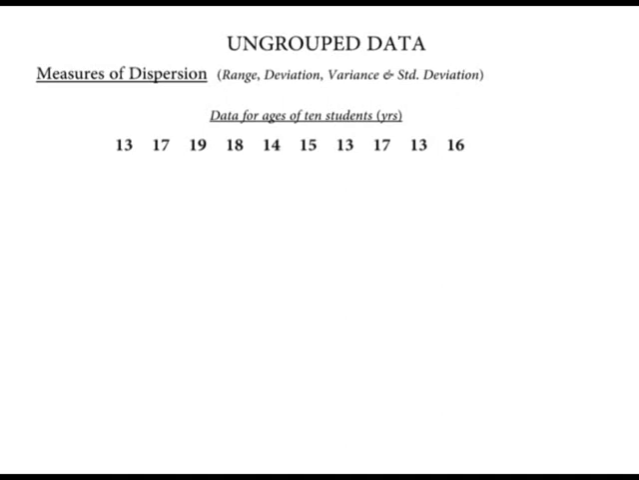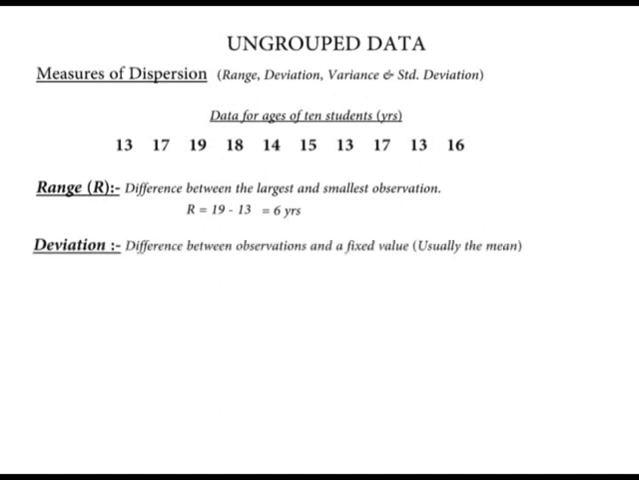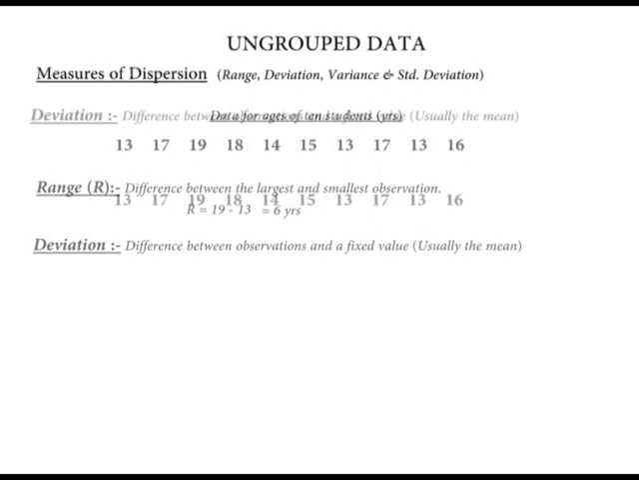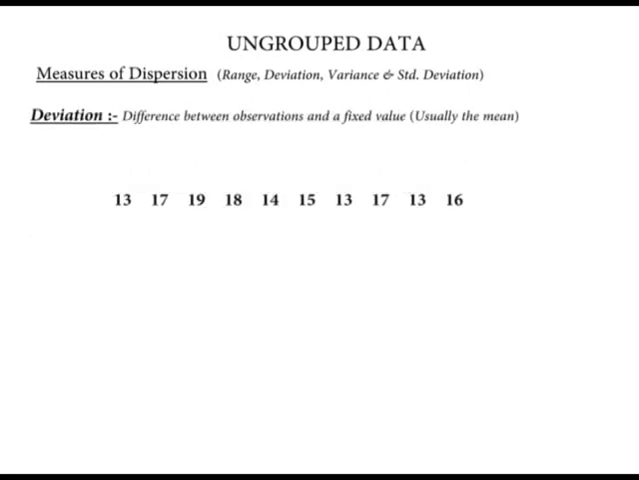These were the ages of students in a class. Range is the difference between the largest and smallest value in a set of data. In this case, range will be equal to 19 minus 13, giving us 6. Deviation is the difference between each piece of data and some fixed value, usually the mean. For example, in our case, the mean for the data was 15.5.